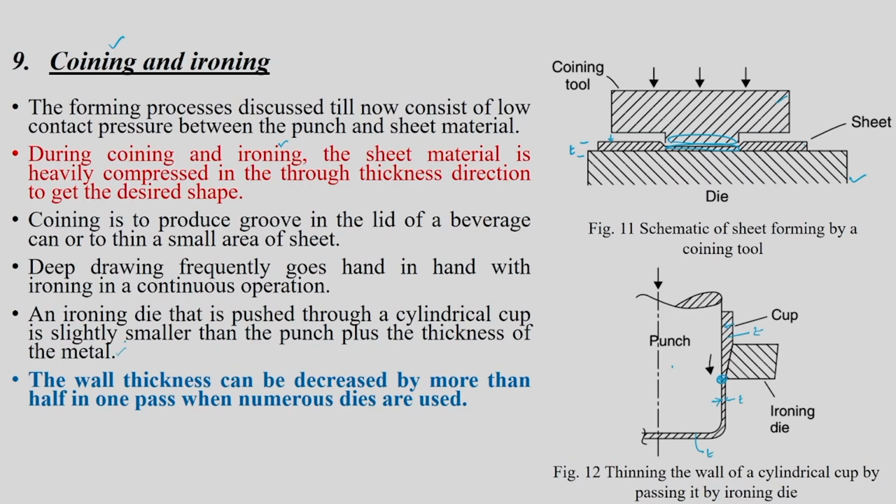This is what I was telling you. The wall thickness can be decreased by more than half in one pass when numerous dies are used. So if you want a specific cup wall thickness, then one can go for the ironing operation, and that can be done mainly by controlling the clearance, which is nothing but the gap between your die inner and the punch outer. We will briefly see some details about ironing later in the deep drawing chapter.